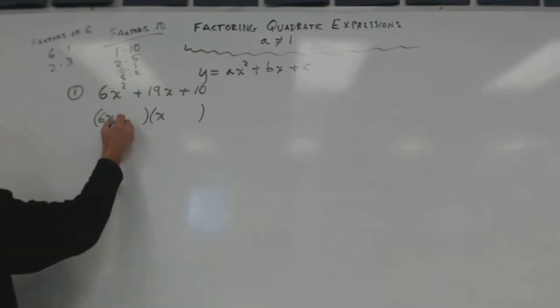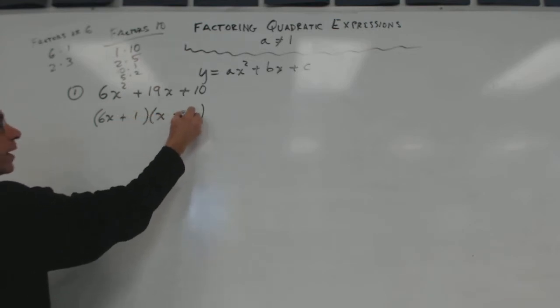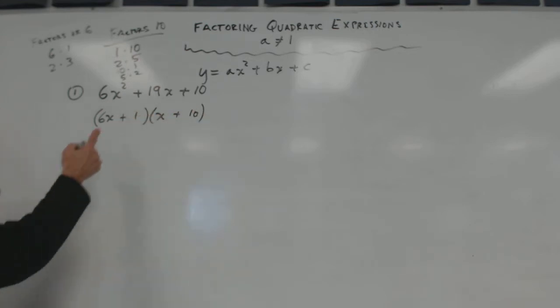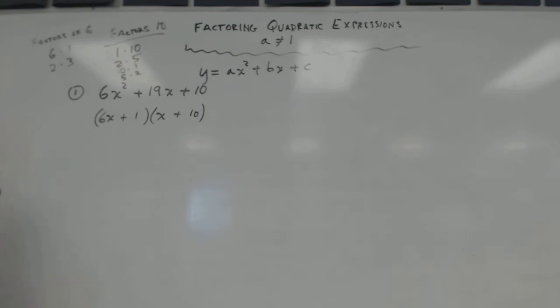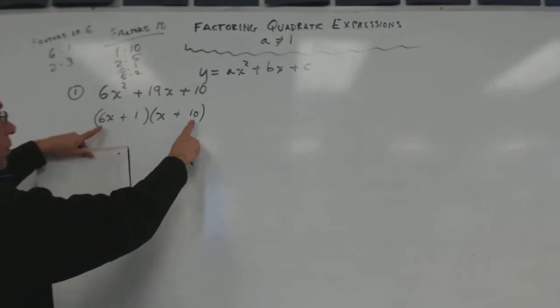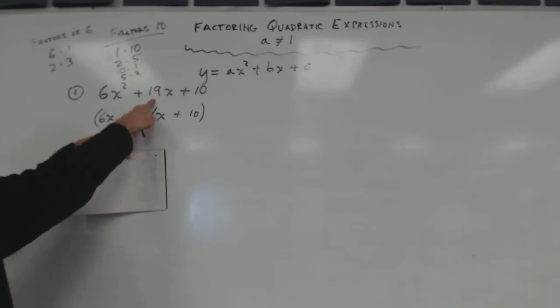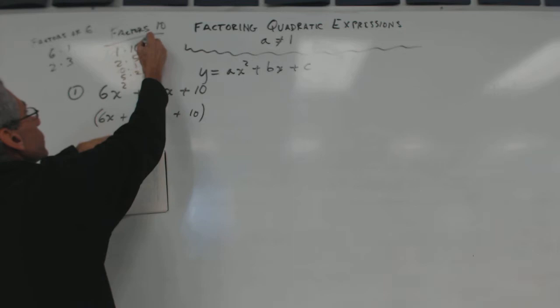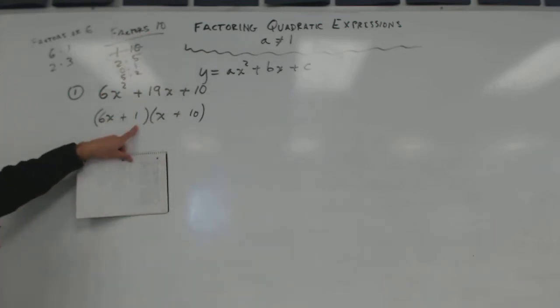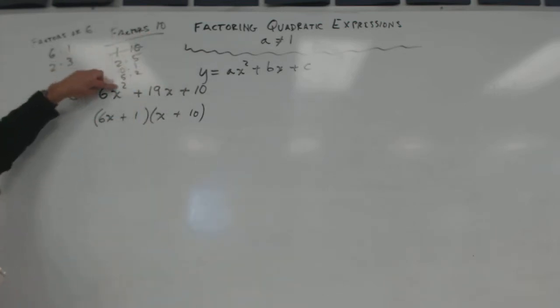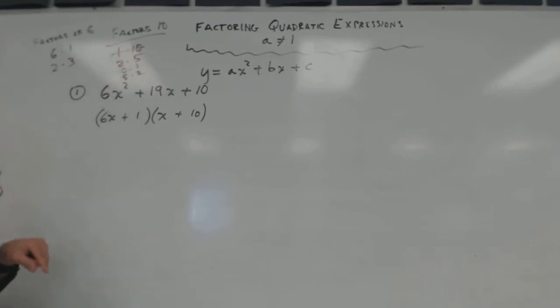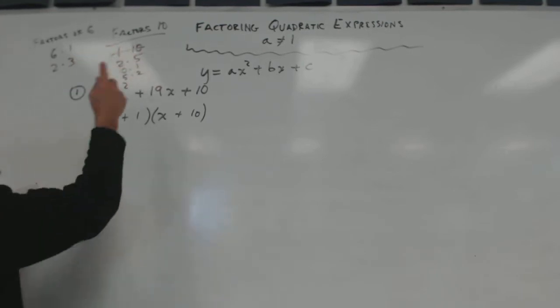So we know 1 times 10. So 1 and 10, that's a possibility, and it has to equal 19. So we are going to quickly do outside plus inside with our fingers, right? And so 60x plus 1x is 61x. We're way off, right? So we know it is not this. We know it's not that. It's a great idea to write these down and then cross them out as you go, right? Then you don't mess up.